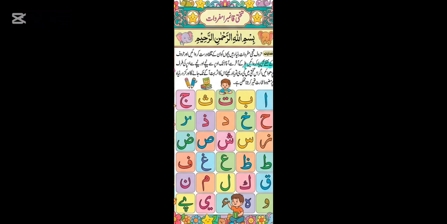There are 30 letters in the Arabic alphabet and each letter has a different sound, a different point of articulation, which is also called makharij in Arabic. So learn and teach Quran with correct pronunciation. You should know the points of articulation or makharij.